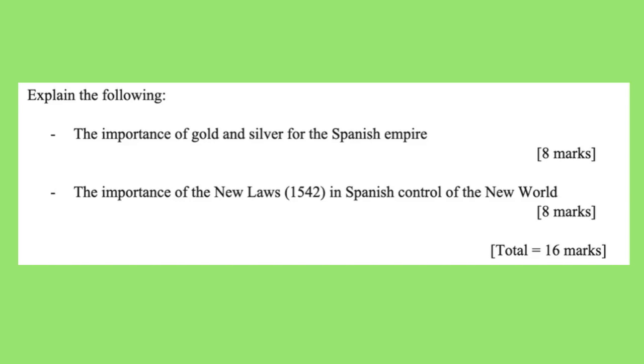Explain the following. The importance of gold and silver for the Spanish Empire, 8 marks. The importance of the New Laws, 1542, in Spanish control of the New World, 8 marks.